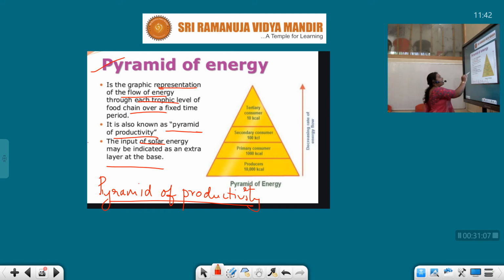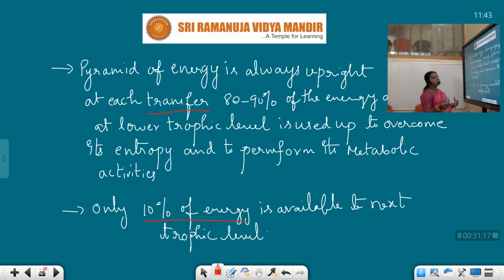Input of solar energy may indicate an extra layer at the base, so that is coming from the solar energy. The pyramid of energy is always upright. At each transfer, 80 to 90% of the energy is lost, and what is at the lower trophic level is used up to overcome its entropy and to perform its metabolic activities. Only 10% of energy is available to the next trophic level. Just see this important point, students.